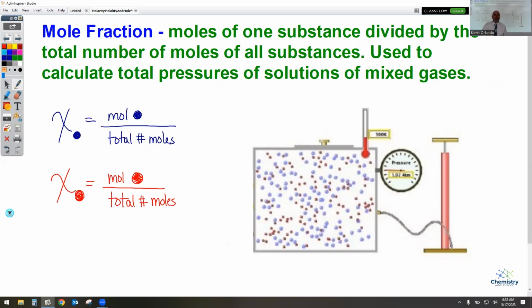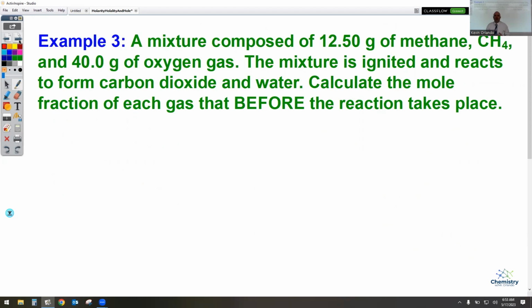So let's take a look at how this would work in a problem. So here we have the setup of a simple combustion reaction involving methane and oxygen gas. And they tell us in the problem starting amounts before the reaction occurs for both of those gases. So the very first thing that we're going to want to do is convert each of those gases from grams into moles.